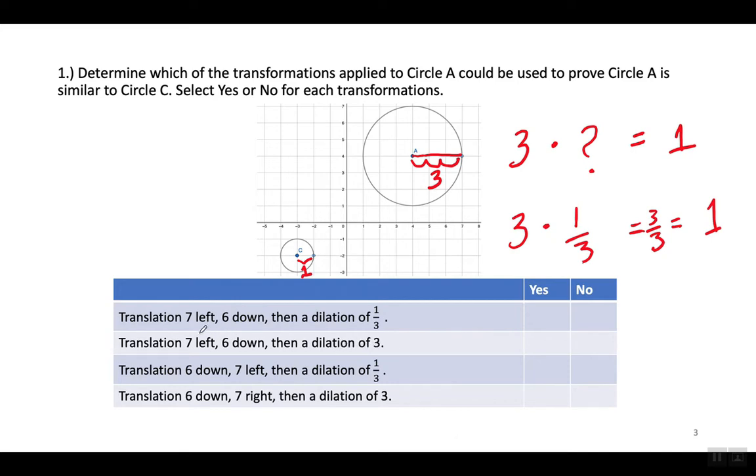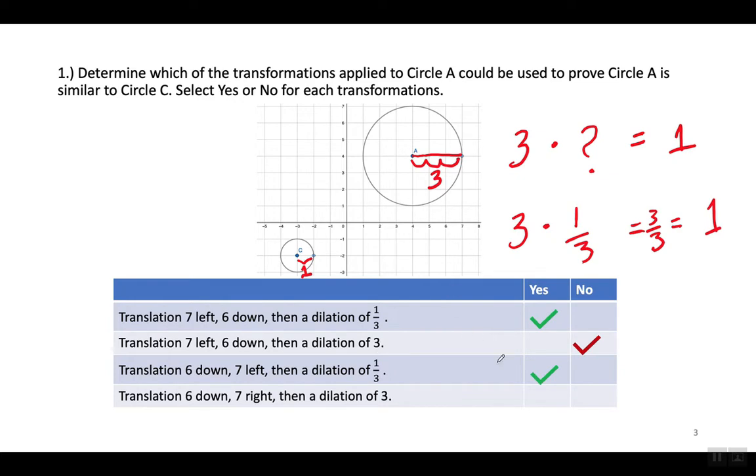All right, so the correct answer would be, the first one is correct because the translation is correct and you're doing a dilation of 1/3. That means that you're multiplying it by a scale factor of 1/3. All right, the second one is wrong because the scale factor of 3 is incorrect.